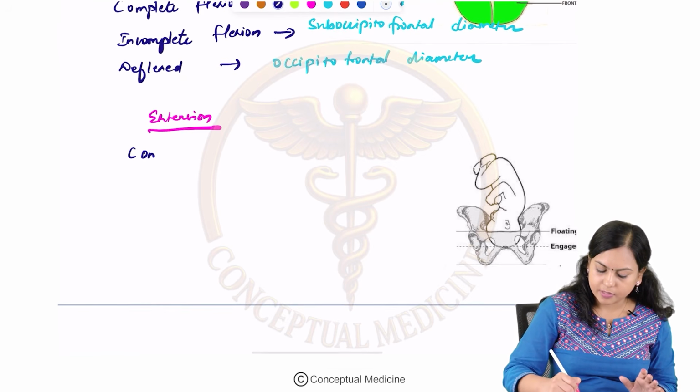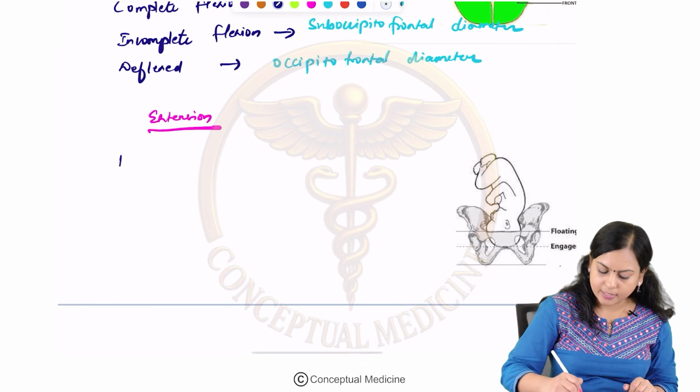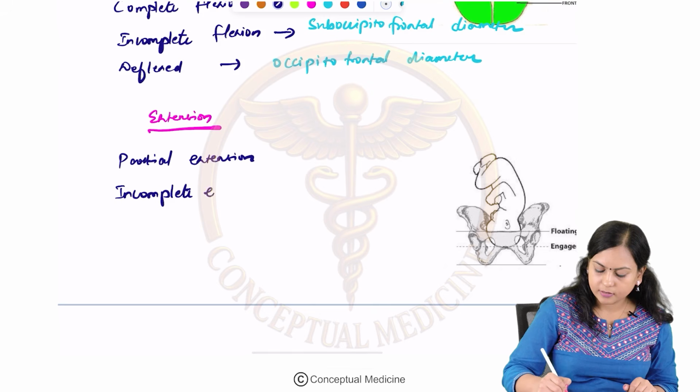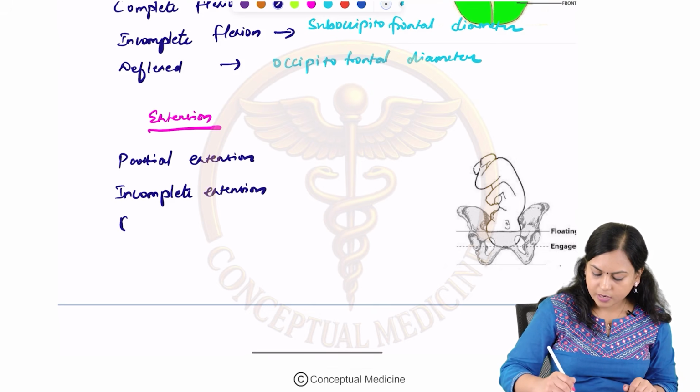Okay, and coming to extension, suppose if the fetal head is in extension, then it can also be in three types. Okay, one is partial extension. Okay, another one is incomplete extension, and another one is complete extension.